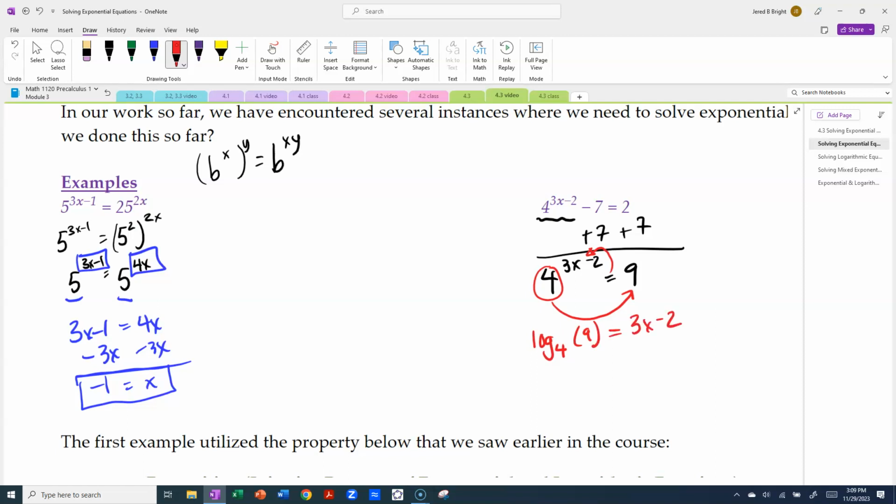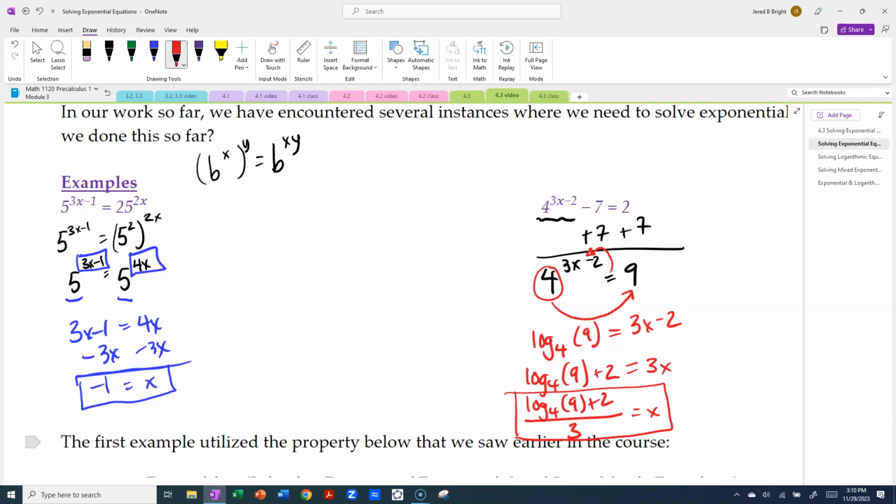If I want to solve for x, I need to isolate it, so add 2. This logarithm base 4 of 9 is going to be a number. We could use the change of base formula to calculate it, but I don't much care what it is right now. I just want to get at x. So this is equal to 3x. Divide both sides by 3, and I get log base 4 of 9 plus 2, all divided by 3, is equal to x. And that is my answer.